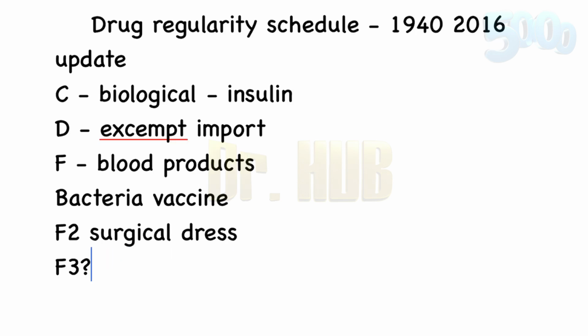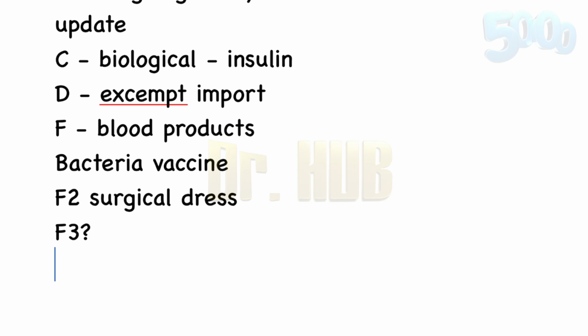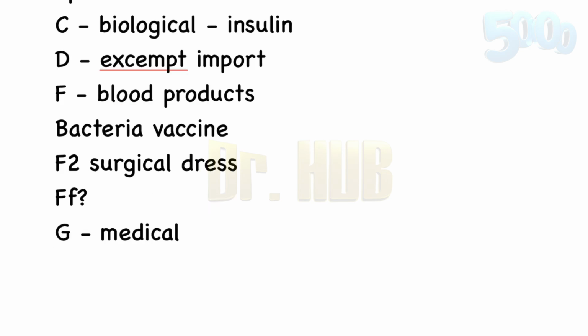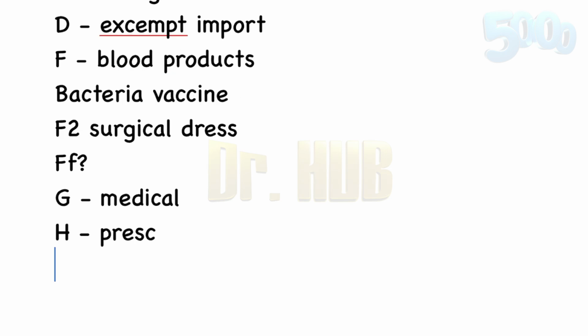Then comes F3. F3 is for the specified standard of ophthalmic preparation. So it's not F3, it is known as the FF. This is for the ophthalmic standards. Next is the G. The G is with the labeled caution and dangerous to use except under the medical supervision. So it is medical supervision, or else it will be dangerous. Now looking at H, H is nothing but the prescription drugs.